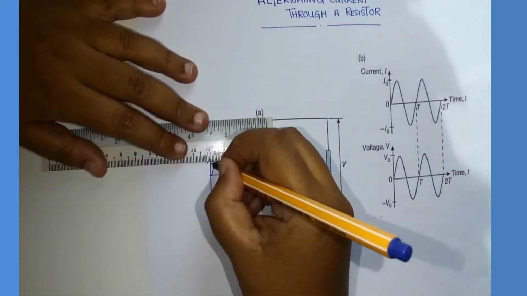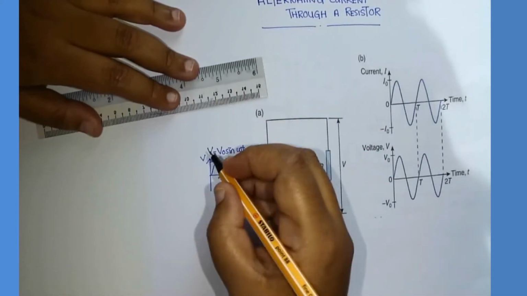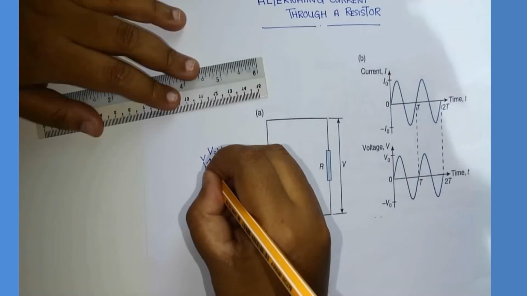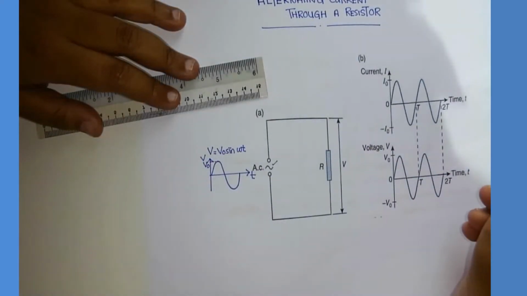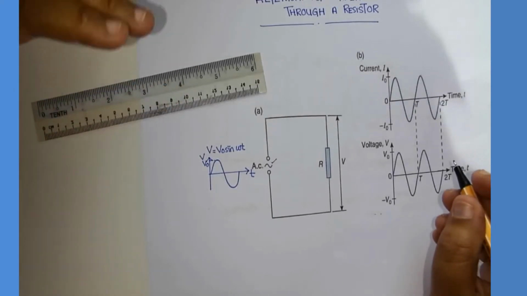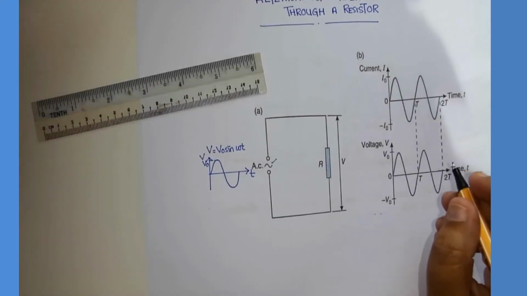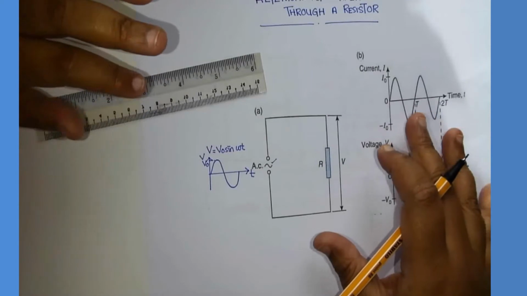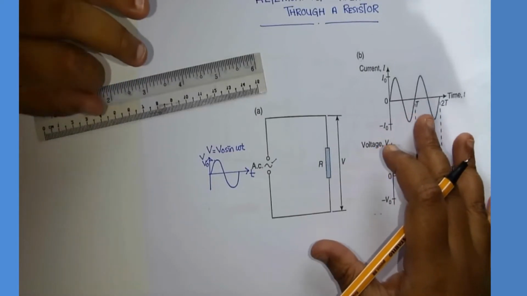Okay, so this one is the peak voltage, which is V naught. It's called the peak voltage. Voltage can also be in the cosine function, but we are going to look only at the sine function.